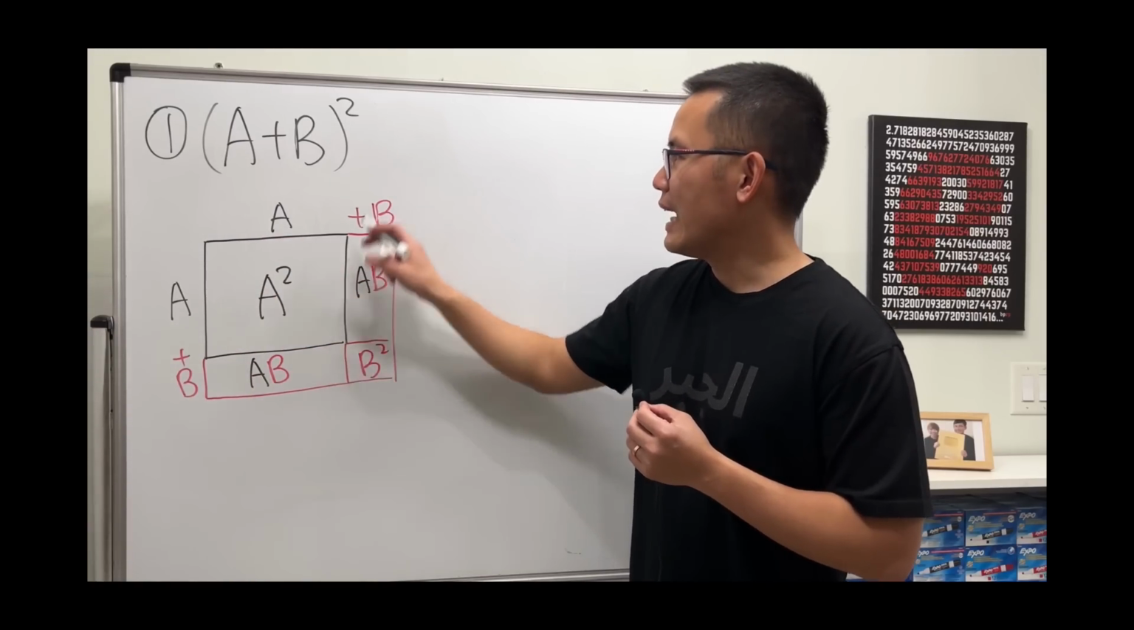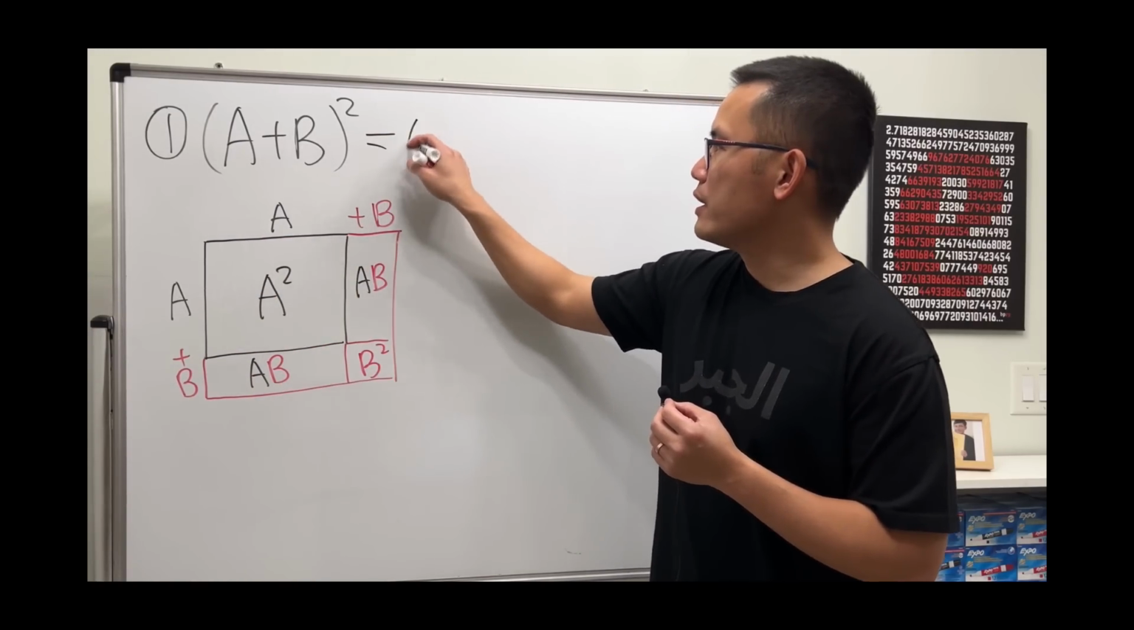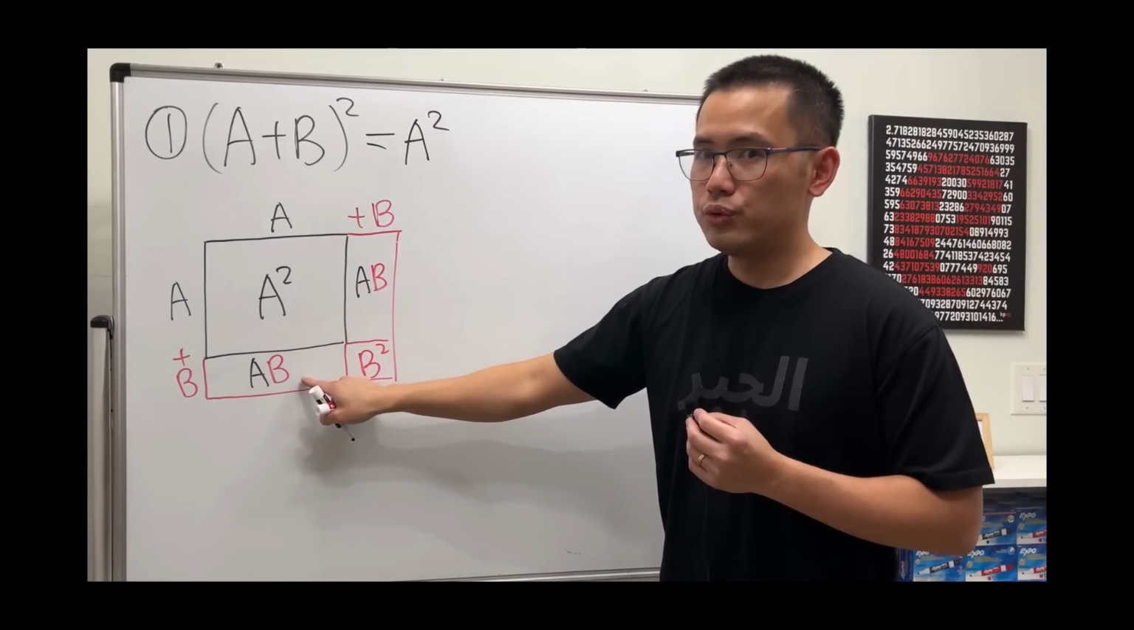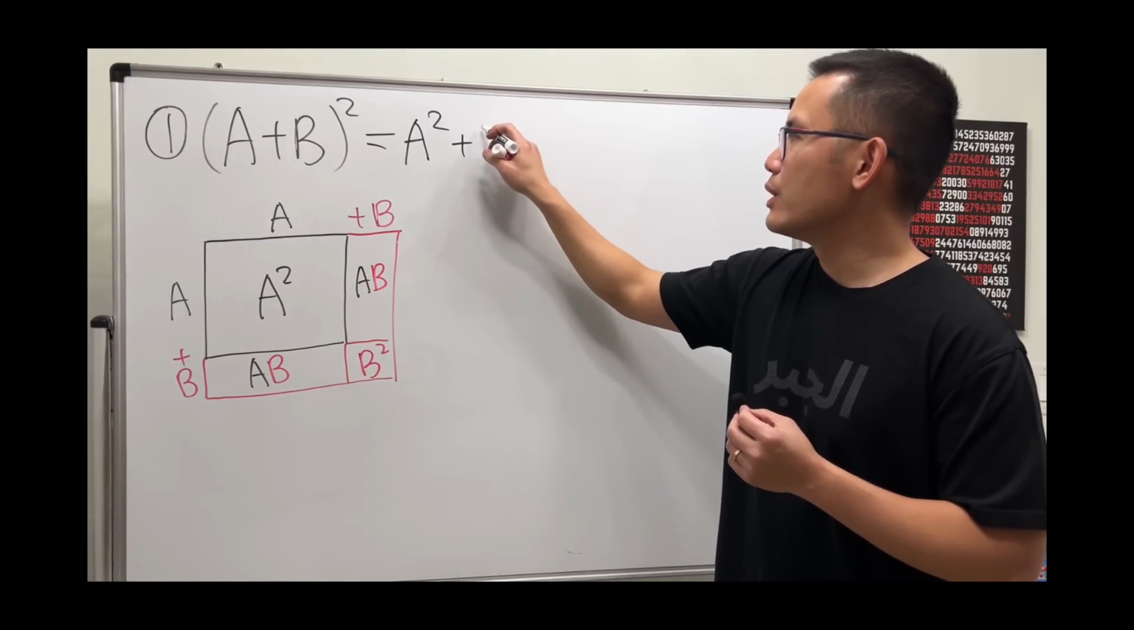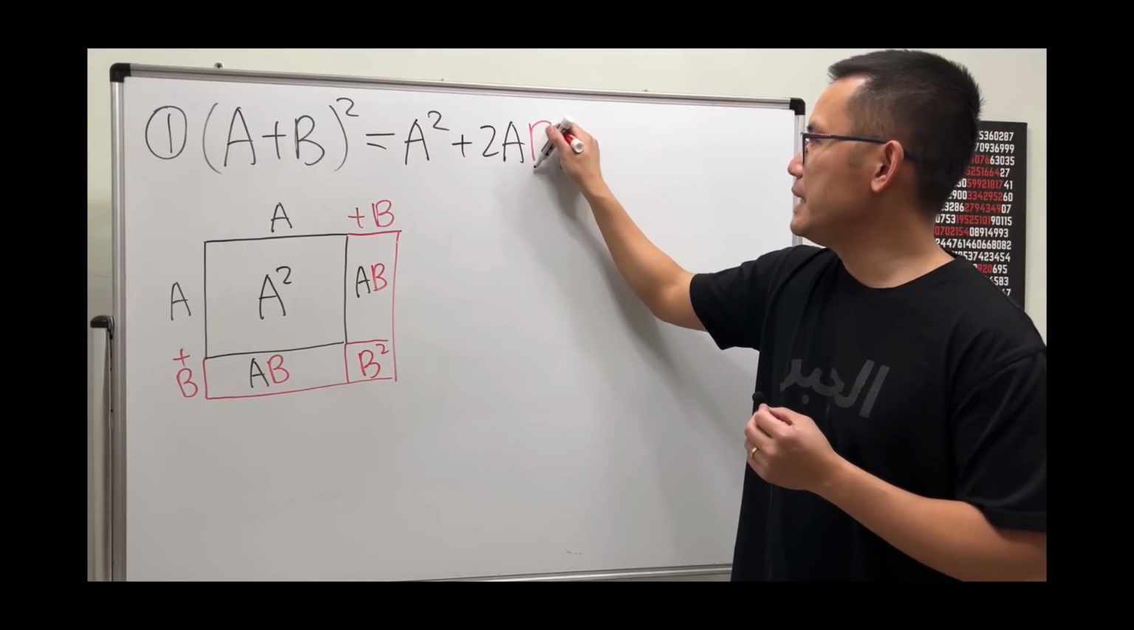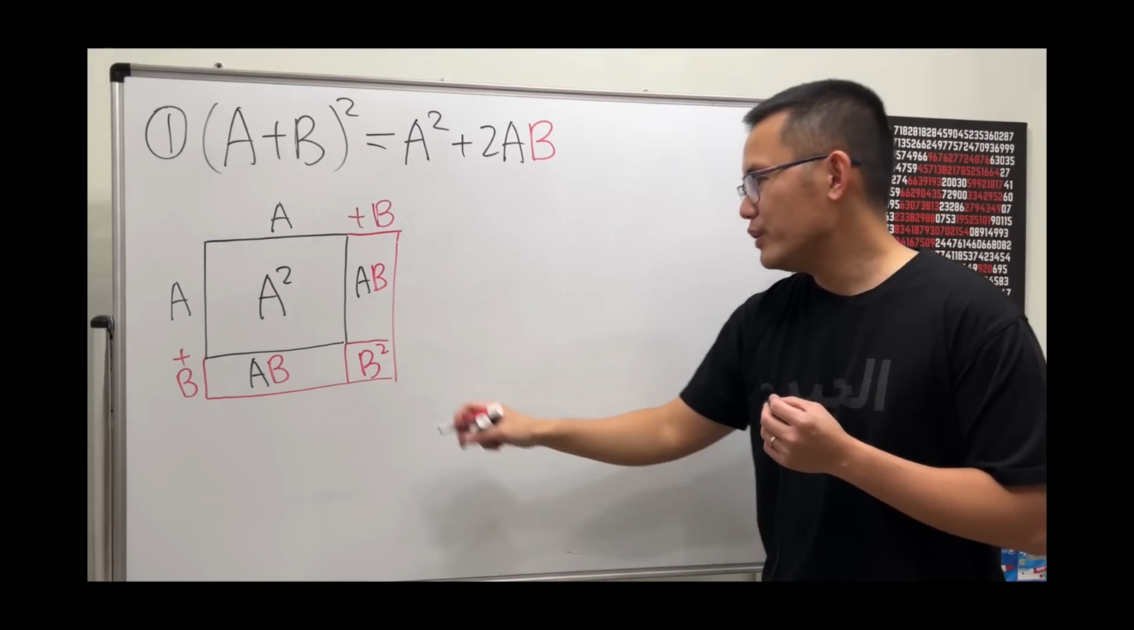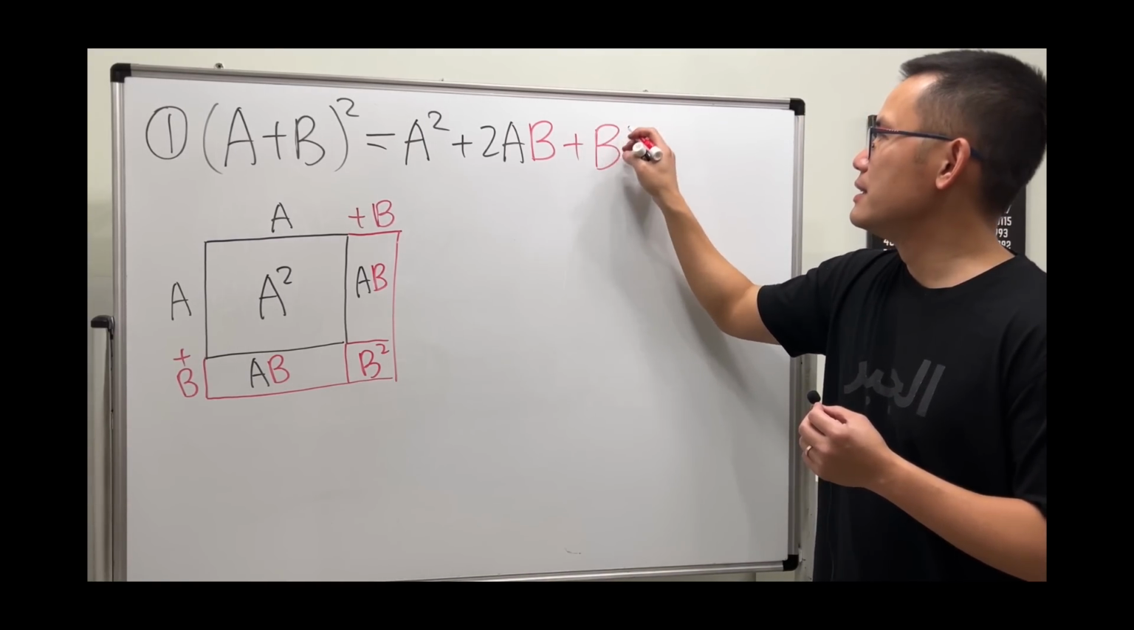The total area is equal to a squared, and we have two of the ABs, so we just add 2ab, and finally we have the plus b squared.